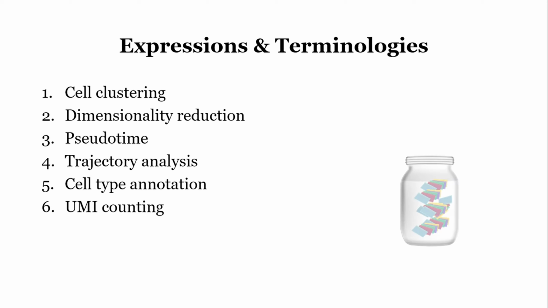UMI counting. Unique molecular identifiers are short random sequences added to the individual RNA molecules during library preparation in single-cell RNA sequencing analysis. UMIs enable the quantification of RNA molecules and help distinguish true biological molecules from PCR duplicates, improving the accuracy of gene expression quantification.